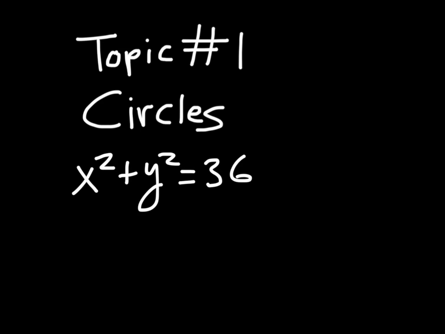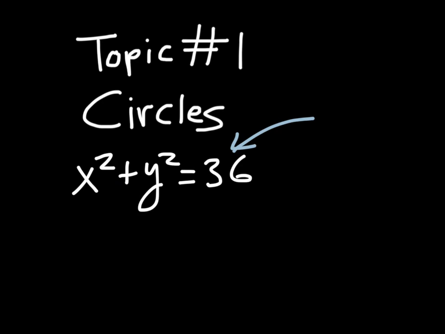All right, topic number 1 on circles. Let's start off with the basics. x squared plus y squared equals 36. An equation like that, which has both x and y squared and an addition sign in between, will be the equation of a circle. The number at the end dictates what the radius is going to be.